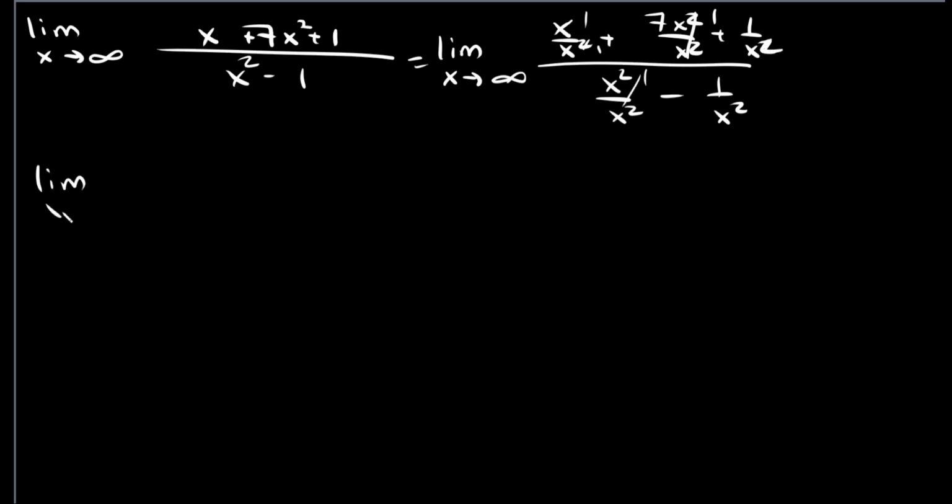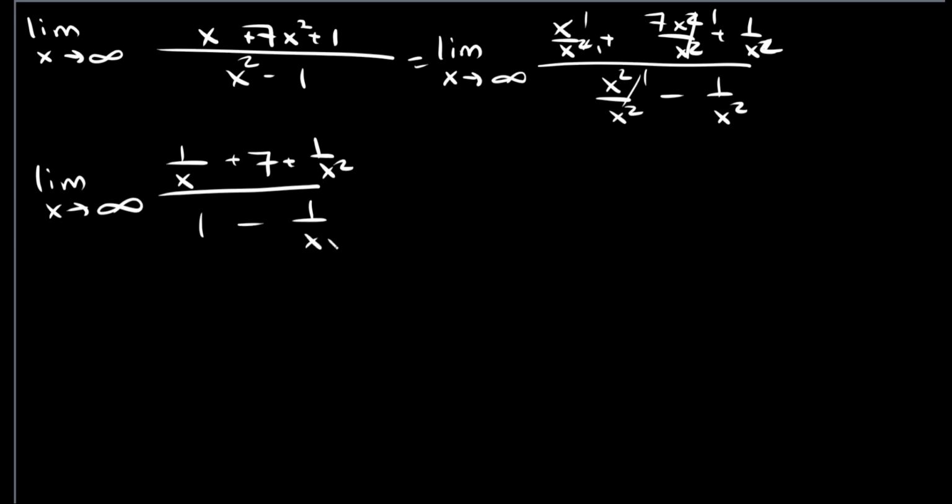So my limit as x approaches infinity of 1 over x plus 7 plus x, divided by 1 divided by x to the power of 2. And this is going to be 1 minus x divided by 1 divided by x to the power of 2. So let's plug in infinity.